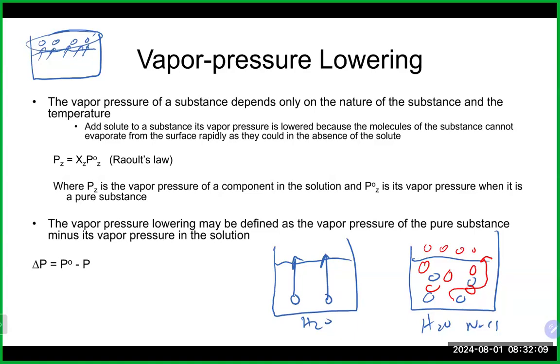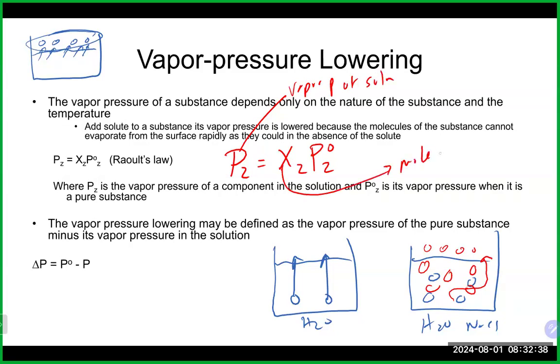So there is a law here, known as Raoult's law, and it deals with vapor pressure. It says the pressure of a component is equal to the mole fraction of that component times the vapor pressure of the solvent by itself, the pure substance by itself. So this is the vapor pressure of the solution. That is the mole fraction that we just talked about. And this is the pure substance vapor pressure, like the solvent's vapor pressure.